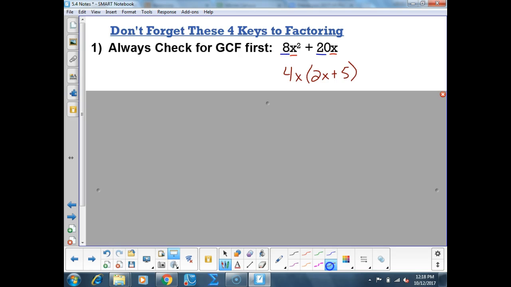How do we check GCFs? It's an in-your-brain one, and how do you do it in your brain? Just multiply it back through. Multiply it back in. Distribute it back in. 4x times 2x is 8x squared. 4x times 5 is 20x. Okay? So you got that one.